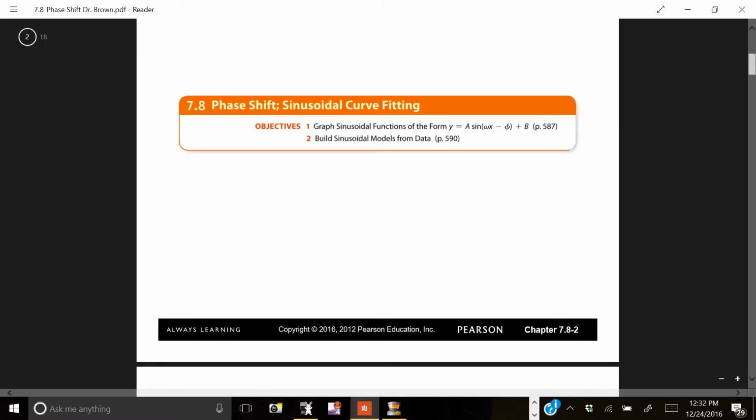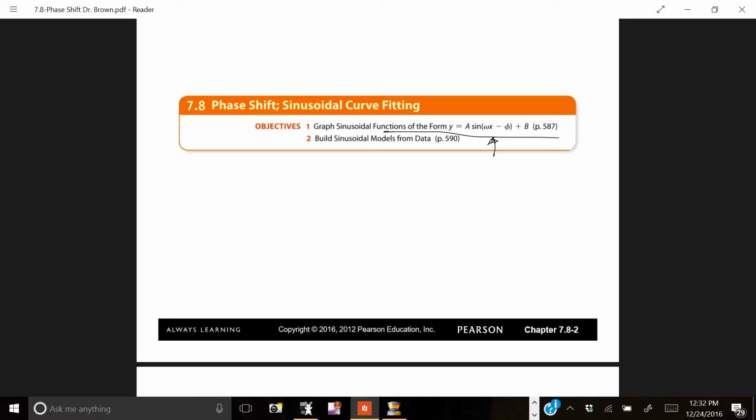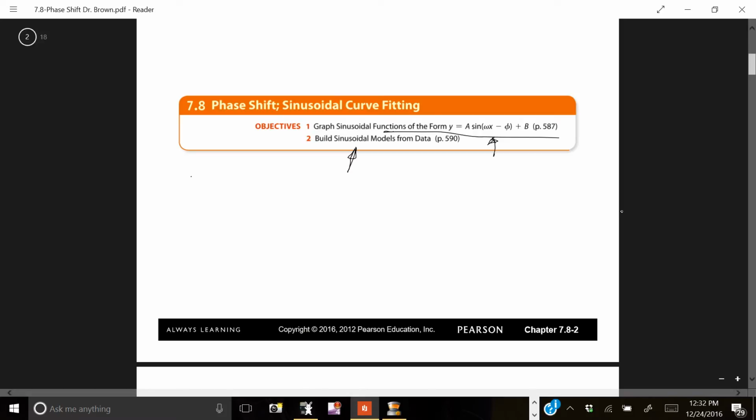We're going to graph sinusoidal functions that look like a sine of omega x minus phi plus b. Also, we will be doing some with a cosine of omega x minus phi. Then we're going to look at data and figure out what sinusoidal function might fit the data. Before we go any further, I'd like to remind you of the concept of horizontal shifts.